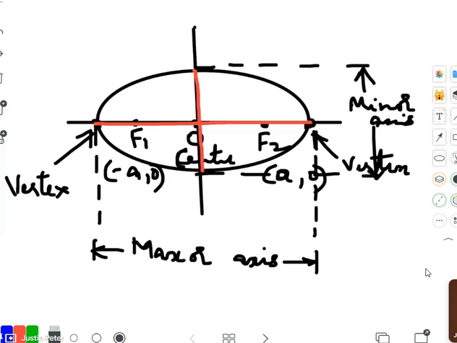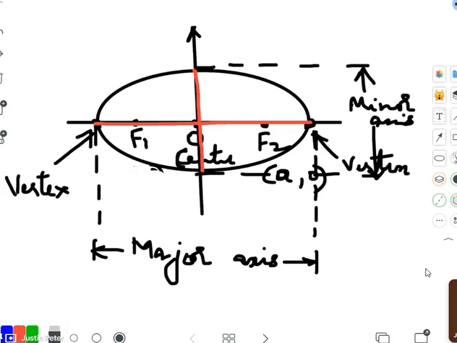Sir, it's major and minor, right? Oh, yeah. When did it become major axis and minor axis? Right. Okay.